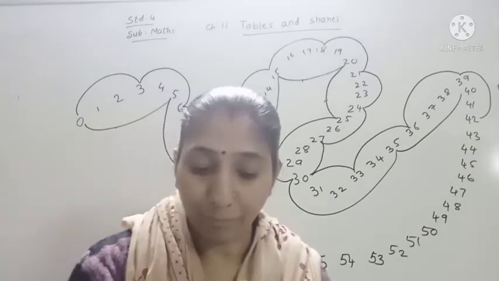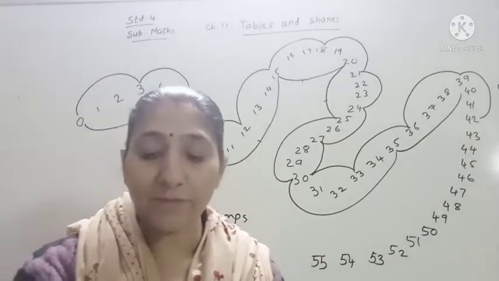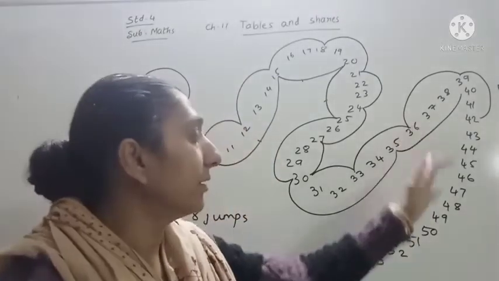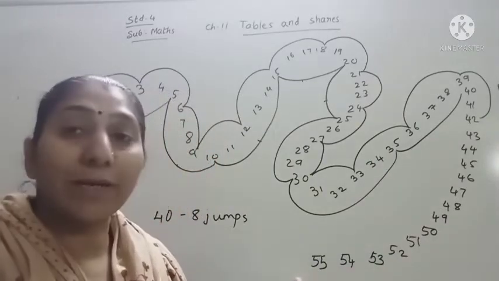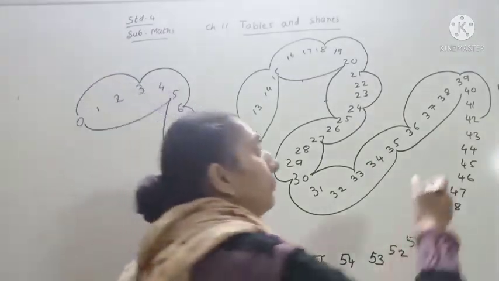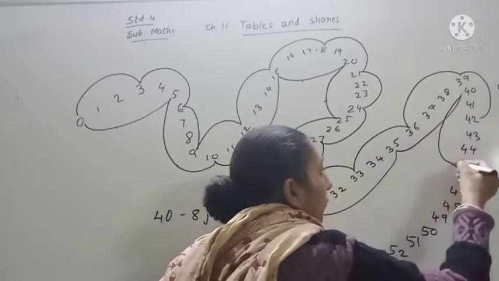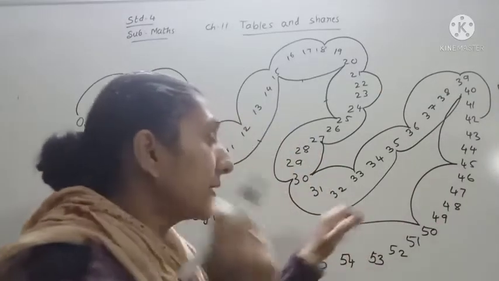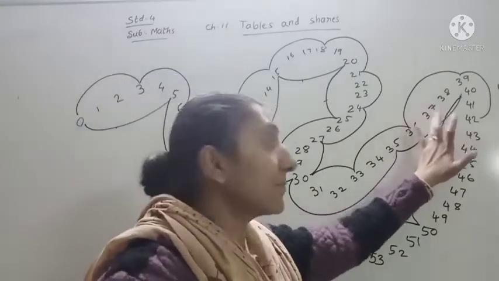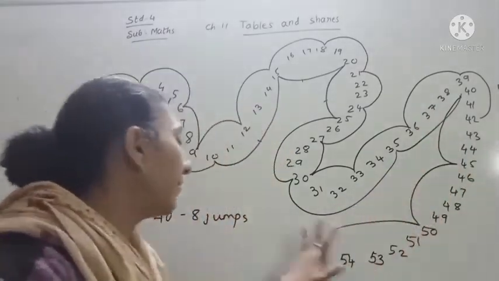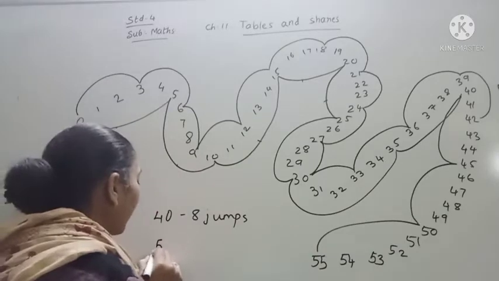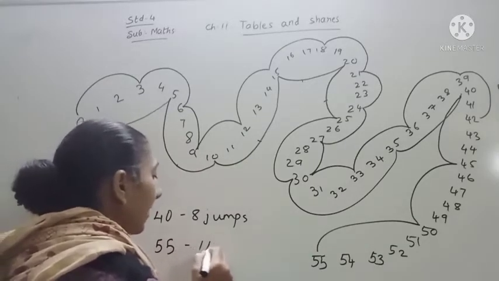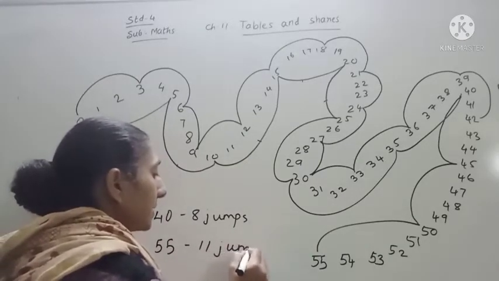Then he needs dash jumps to reach 55. To reach 55, how many jumps will be needed? 40 to 45, 50, 55. So till here 8 jumps. 9, 10, 11. So to reach 55, he will need 11 jumps.